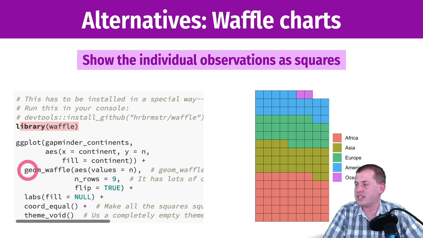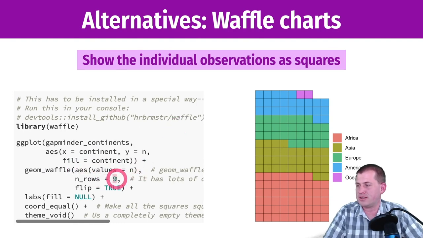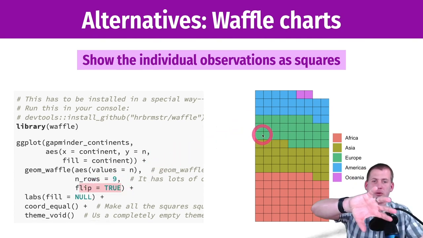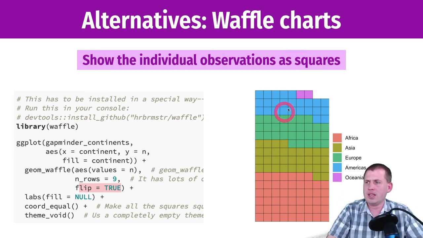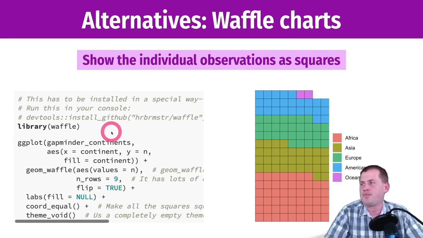The only difference here is it needs one special aesthetic called values. And so that's just the number from that n column. And so once you add that, it has a whole bunch of different options. Like this is number of rows, which we then flipped. And so had I not done flip equals true, this whole waffle plot would be sideways. And there are 9 rows, but then we flipped it, so it's actually 9 columns. You can change those numbers. And so that's how you make waffle charts.